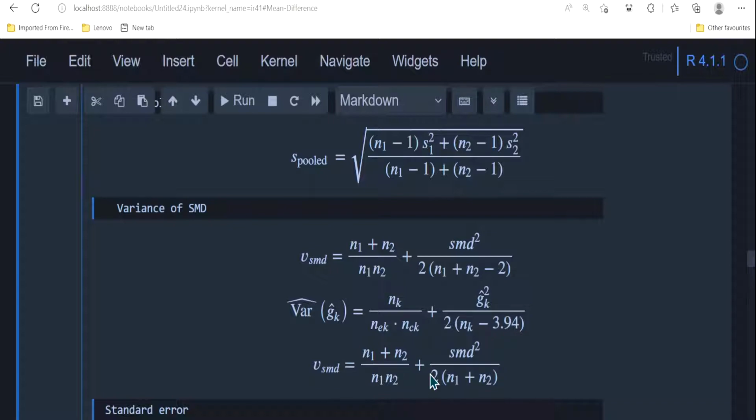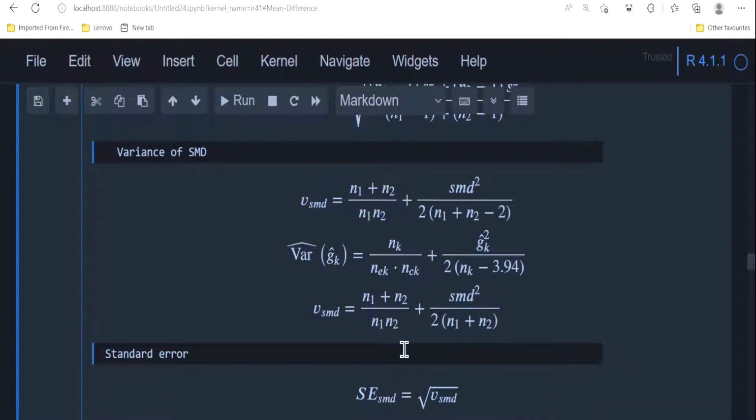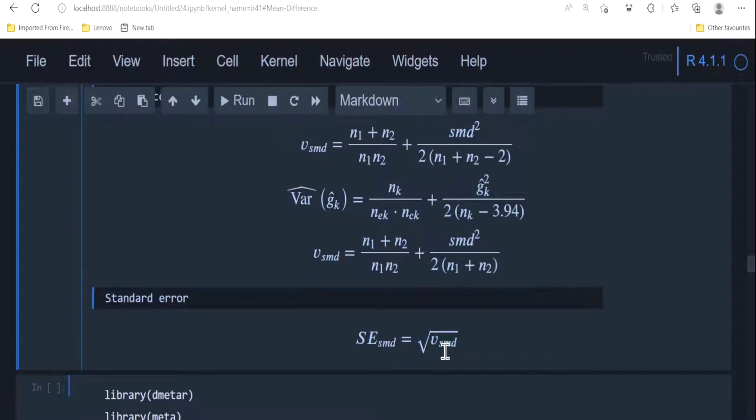And again, the other one is relatively the simpler one. This is the one that we are going to use today in this video. So that will be 2 times N1 plus N2. And that's the value, the standardized mean difference that we use. And to calculate the standard error, as usual, it's just the square root of the variance. This value we will need to calculate the confidence interval.